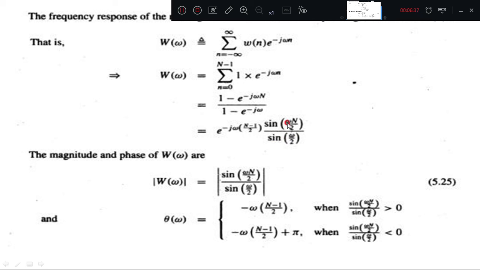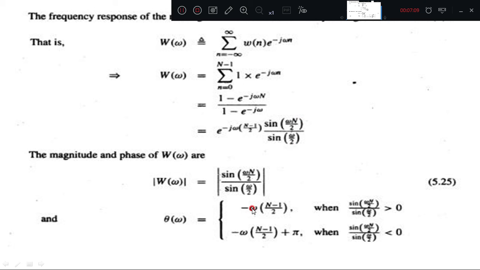And this is sine N theta divided by sine theta. So this is nothing but what? The sinc function used to reconstruct any sampled signal, right? So here it has both phase as well as magnitude, e raised to minus j, so that is the phase value, that is minus omega (N minus 1) by 2, and this is the magnitude, sine omega N by 2 divided by sine omega by 2, right?